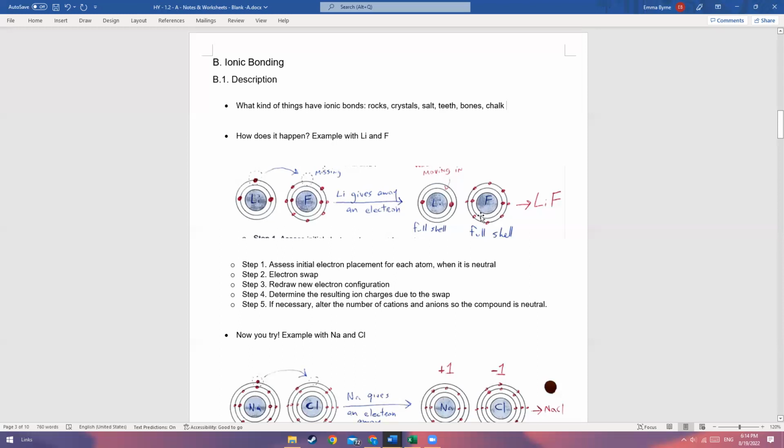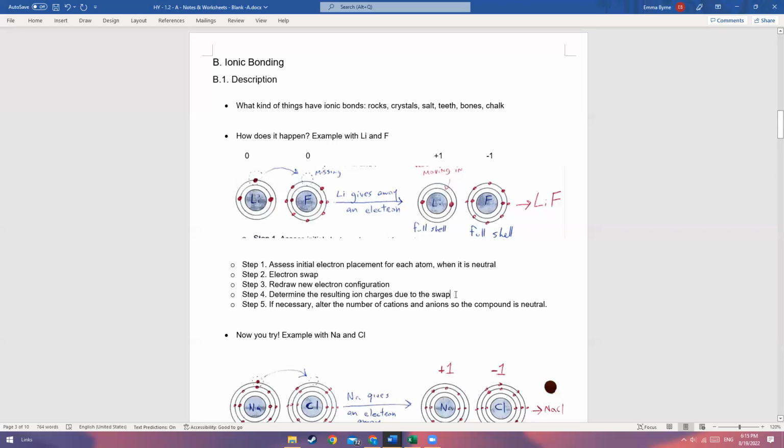Step 4, determine the resulting ion charges due to the swap. So this we haven't done yet. We always start out with these atoms being neutral, usually. So the charge here is 0, and the charge here is 0. However, lithium gave away an electron, so its charge is now +1. And fluorine accepted another electron, so it's gaining more negativity. Its new charge is -1.